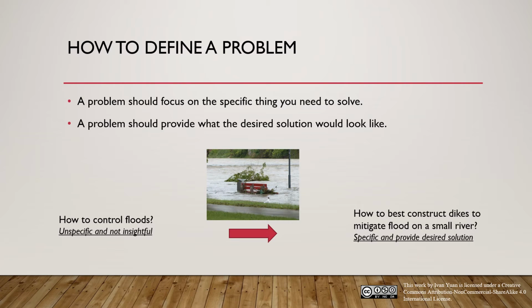A bad problem would be how to control floods. This is very unspecific and not insightful. Humans have been trying to solve floods for thousands of years, yet there's no quite good result out of it. Therefore, a better problem would be how to best construct dikes to mitigate flood on a small river. This is far more specific and it provides the desired solution.